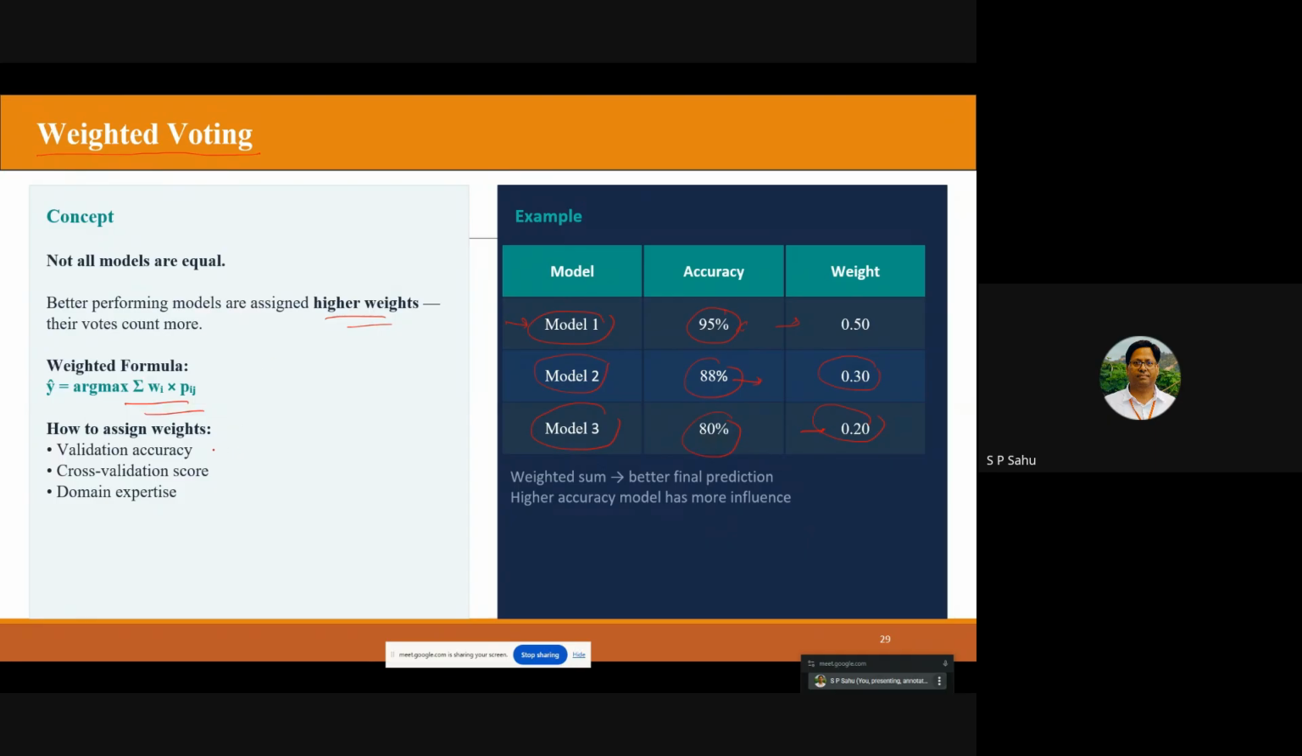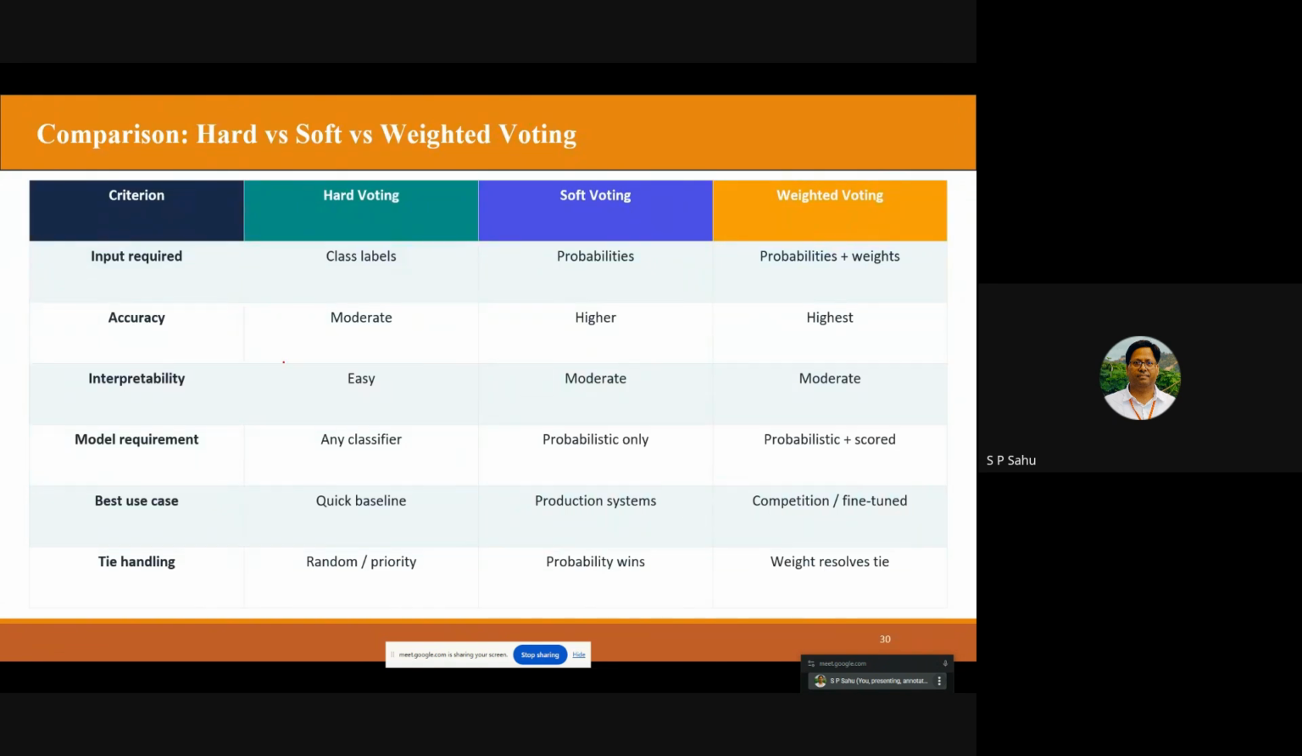And how to assign this weight: validation accuracy, cross validation score, domain expertise. So comparison: hard voting, soft voting, and weighted voting. The input is class label, then probability, and weight. Accuracy is moderate, higher, and highest. So these are the observations of which one is giving higher accuracy or higher performance for a particular system.